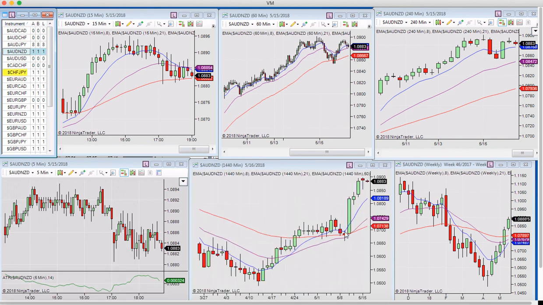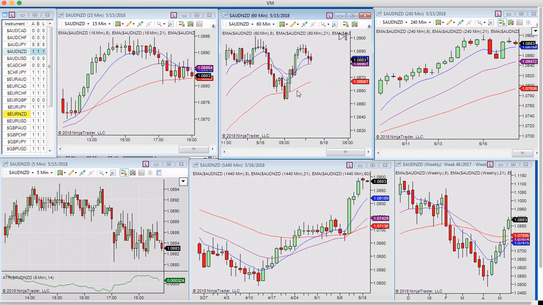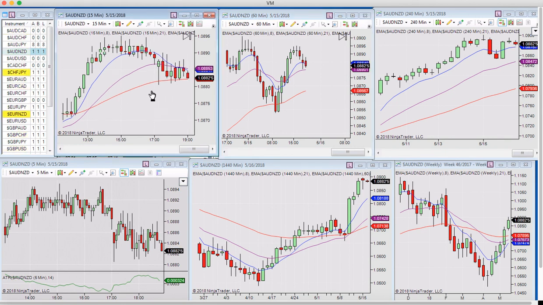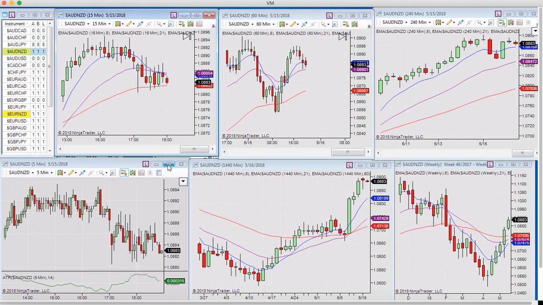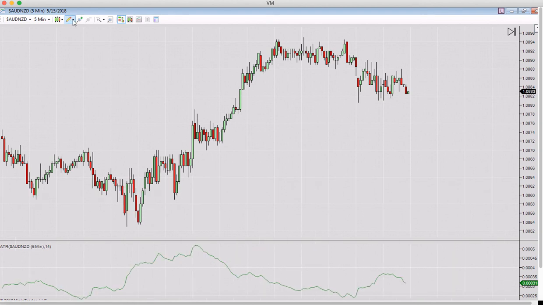AUD NZD. The daily is going up. The weekly is about to turn up. The 240 is up. Okay, this one is very appealing. Let's look at it a little closer. So what we're looking for is the 60-minute chart to be somewhere around here, and the 240-minute to be somewhere around here. We're getting pretty close, and then we want to look for a 5-minute horizontal pattern.